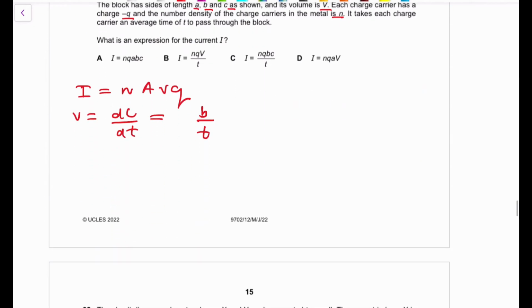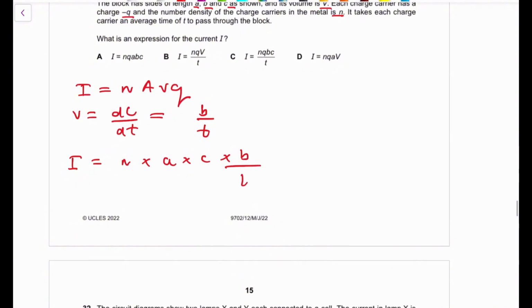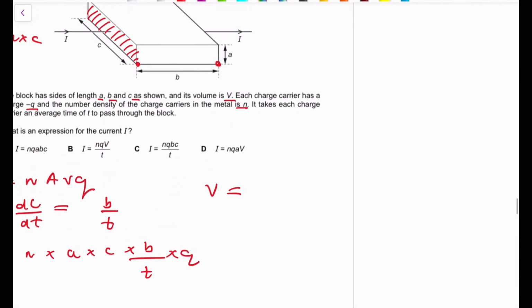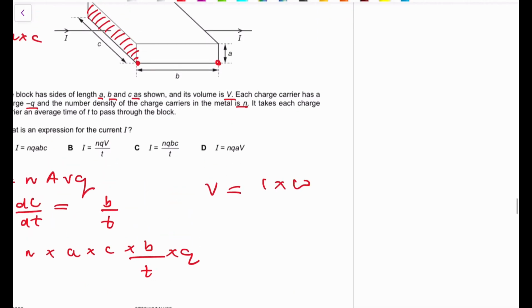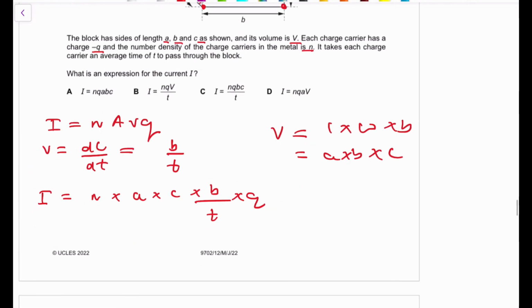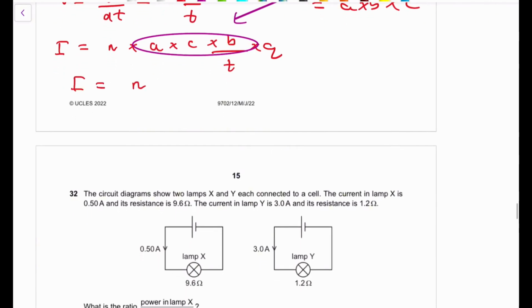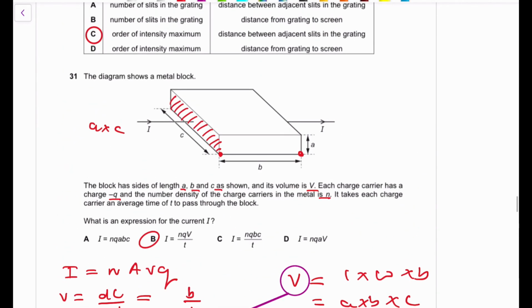So the current will be n multiplied by A multiplied by C multiplied by B divided by T multiplied by Q. But get this, the volume of this block is the length times the width times the breadth, which is A times B times C. So I can substitute V to replace everything over here. That means I will be equivalent to nQV divided by T. nQV divided by T. My answer is B.